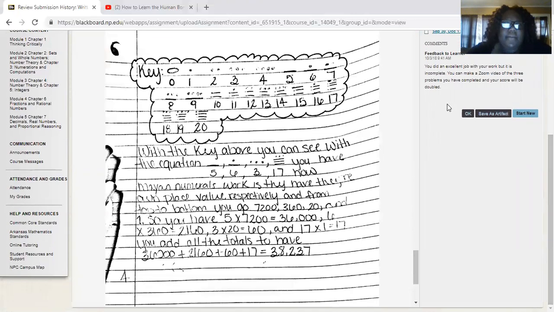And that is going to be ending my final exam, or my written exam, for Module 2, Chapter 2, Sets and Whole Numbers Theory, and Chapter 3, Enumerations and Computations.